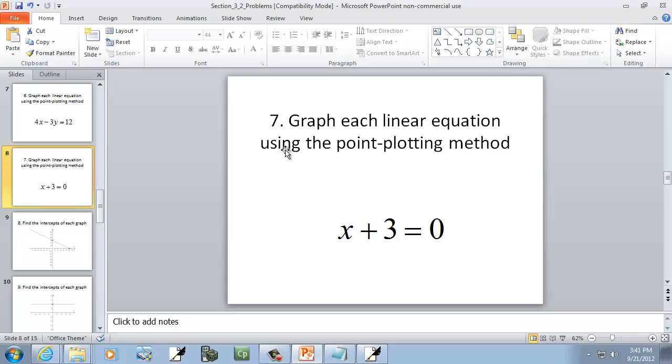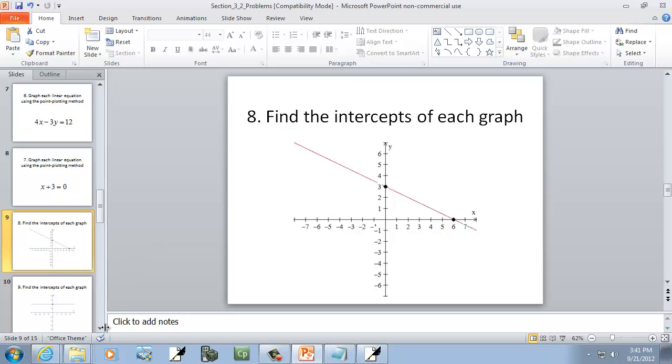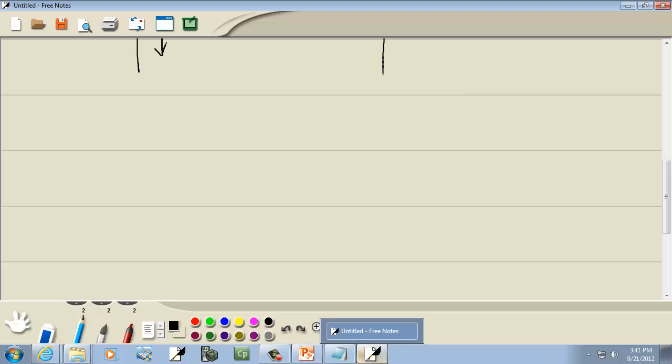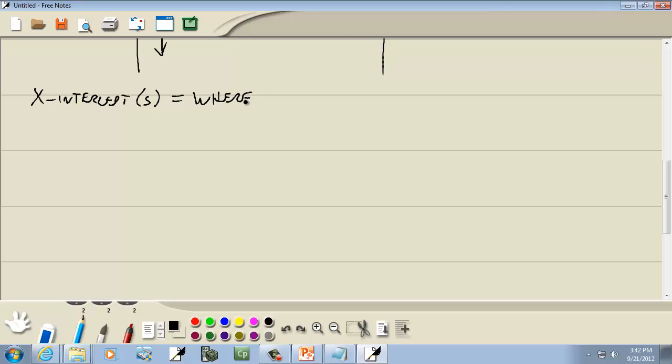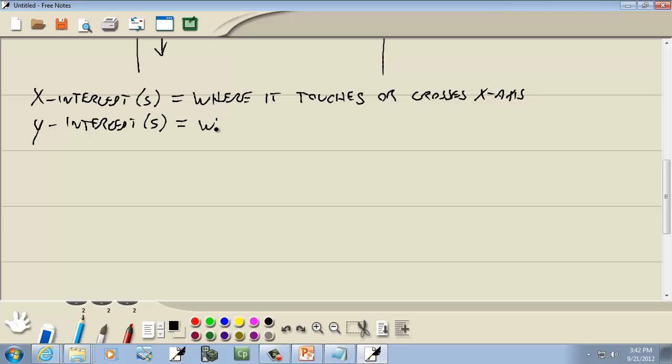Now the next thing is talking about intercepts. So let's write that down. Now our x-intercept is where it touches or crosses the x-axis. And the y-intercept, a lot of times you just have one, but our y-intercept is where it touches or crosses the y-axis.